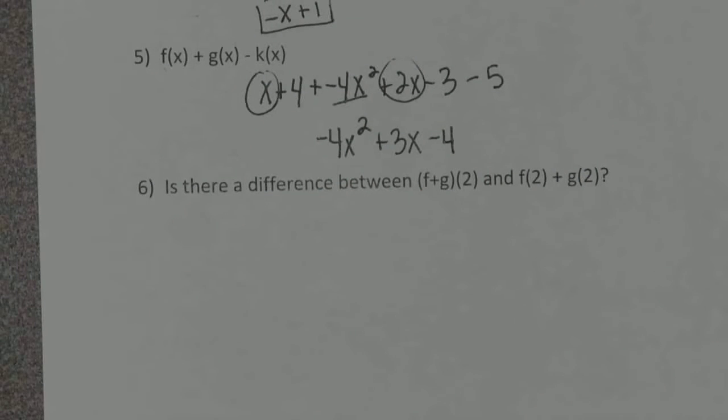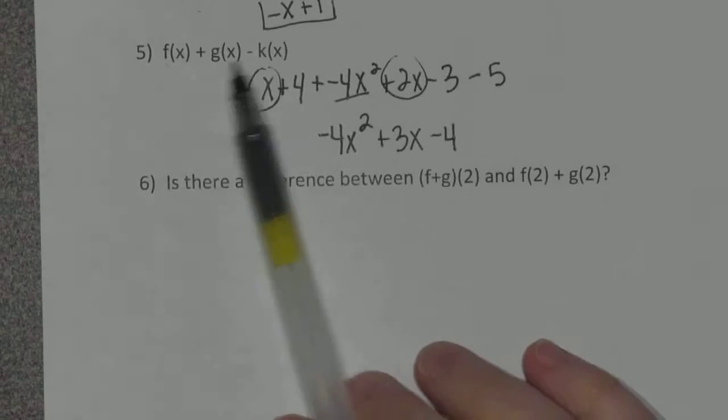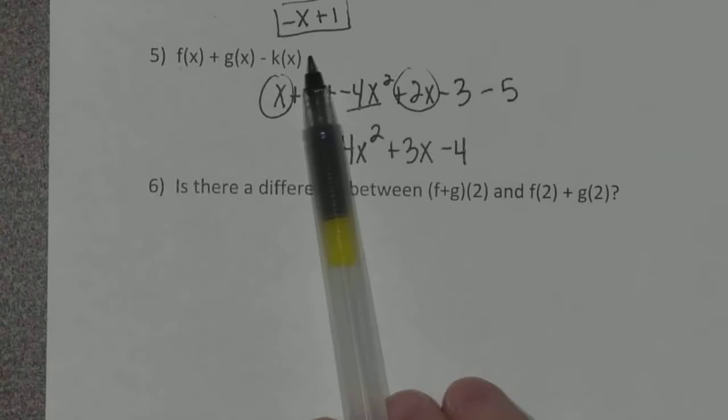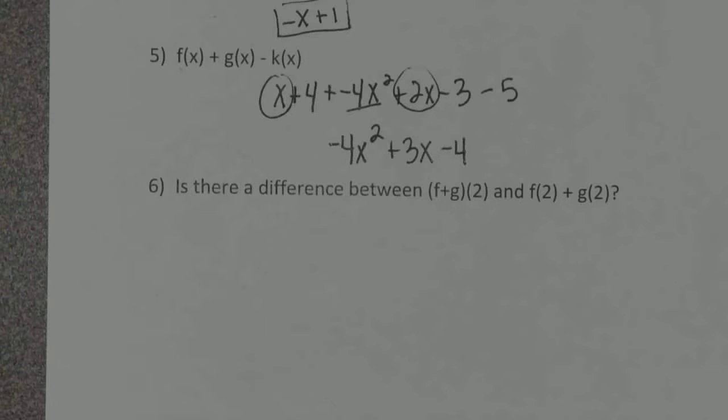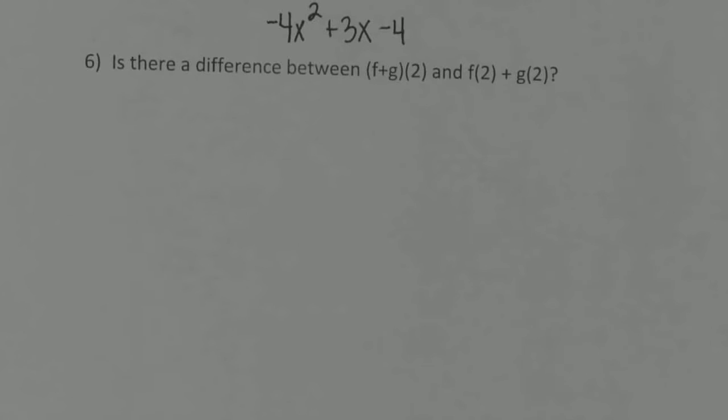Okay, are there questions on that? So really, again, when you're doing addition and subtraction together, you just go left to right and write it out the way that you would do your addition and subtraction. Okay, one last problem here.